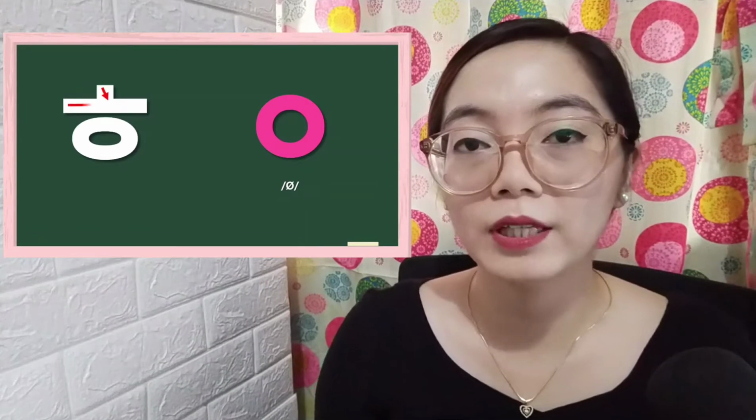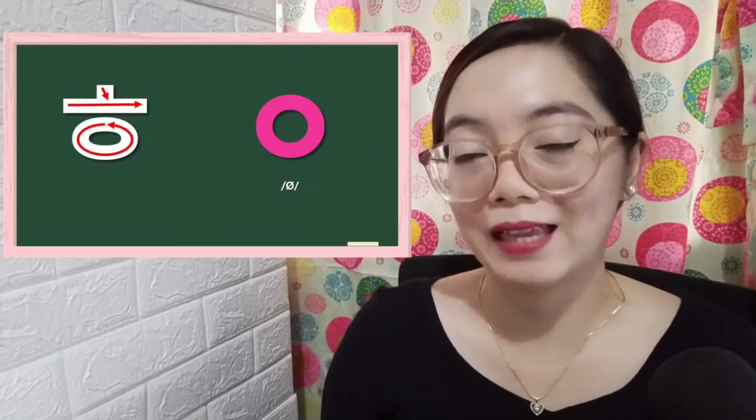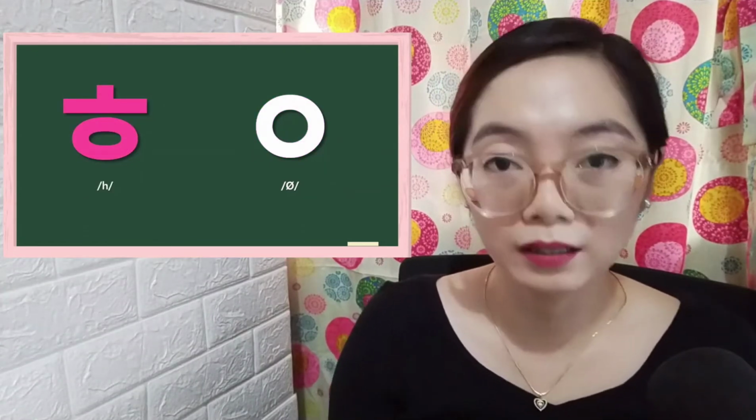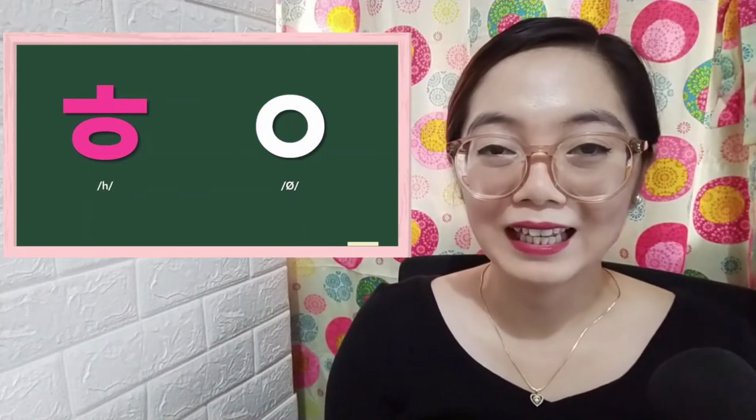Our next consonant looks like this. It is quite similar to this consonant, which does not have a sound as an initial letter. The additional lines at the top of the circle represent air passing through, so this letter is pronounced as H. Let us try to pronounce it together with other letters.